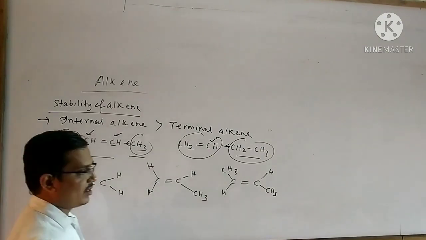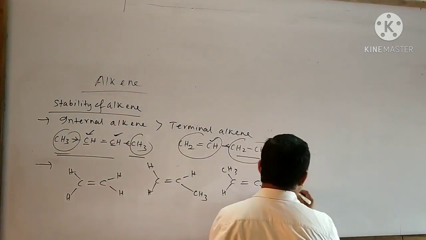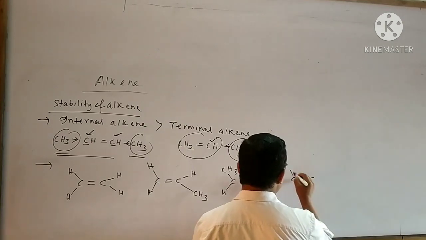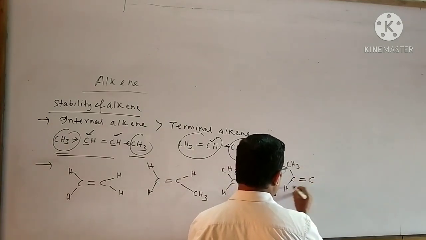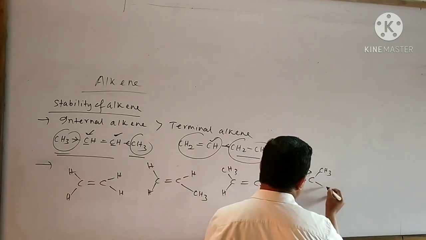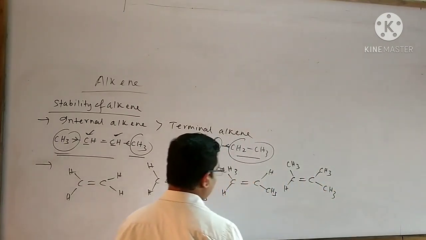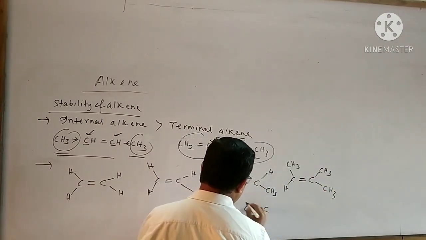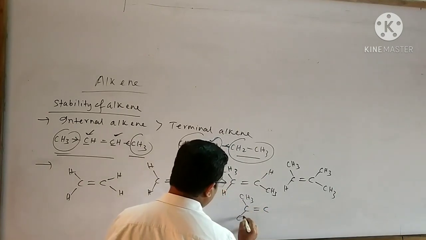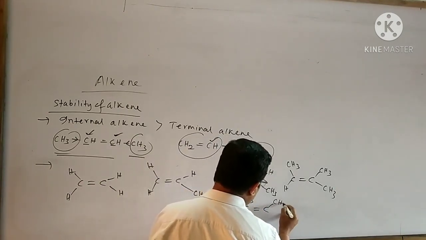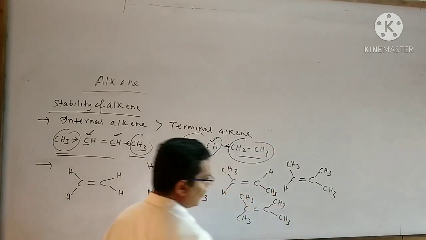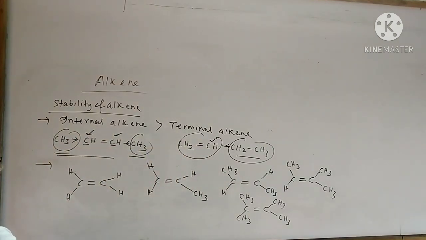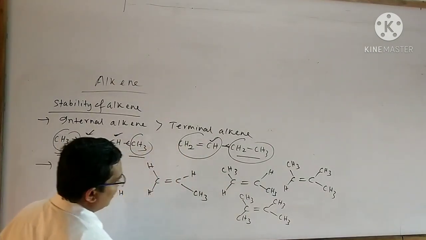Your no alkyl group is present. Similarly, take another example. In this compound, there are 3 alkyl groups present. Take another example. In this case, 4 alkyl groups are present. Now I am going to discuss the stability of these alkenes.